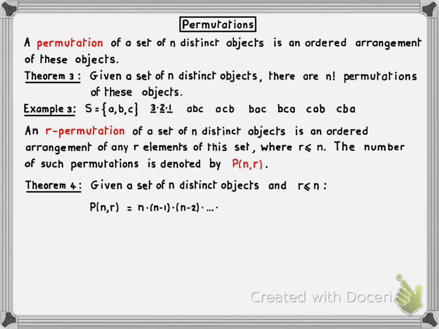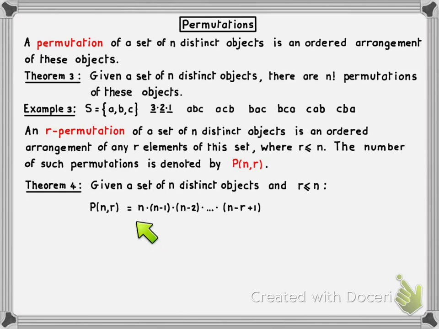Now in this case, we're not going down all the way to 1 because we're only arranging r elements out of n elements, where r is potentially less than n. So when are we going to stop? Well, if you do the math, you notice that the last term in the product here is going to be equal to n minus r plus 1.